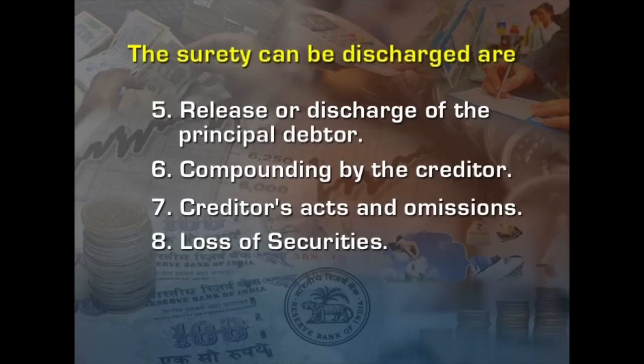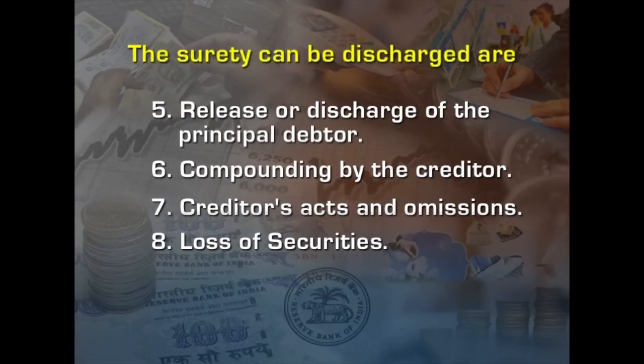8. Loss of securities. Any loss of security occurred due to the negligence or act or omission on the part of the creditor releases the surety from liability either in full or in part, but limited to the securities existing at the time of the formation of the contract.